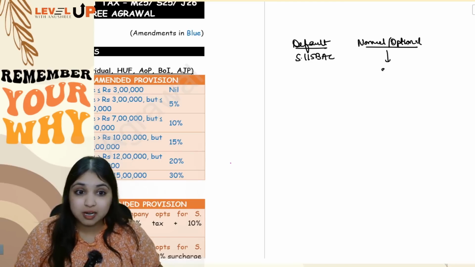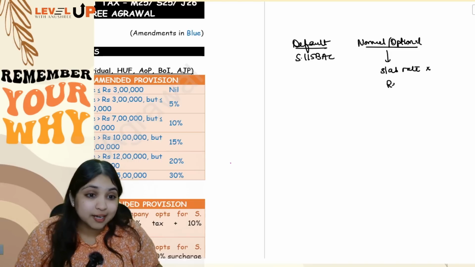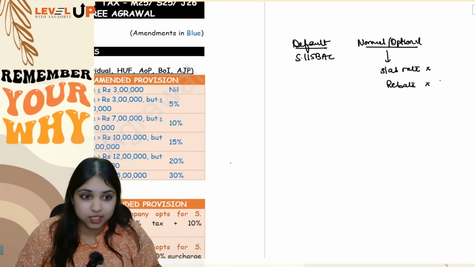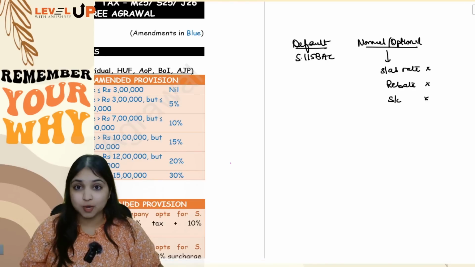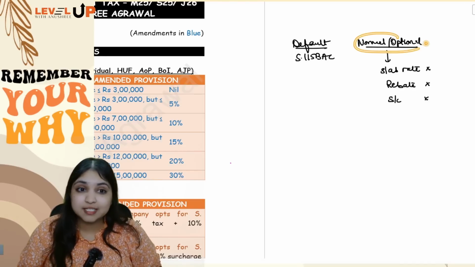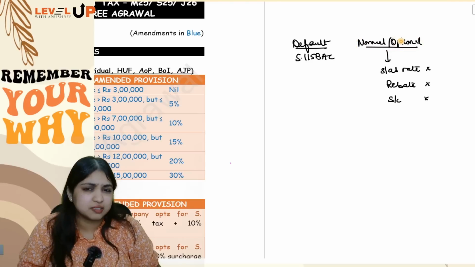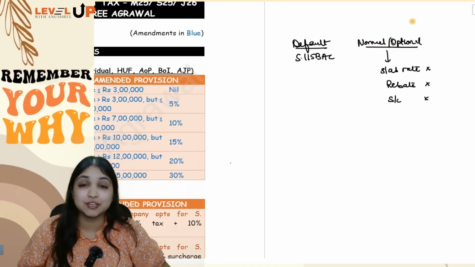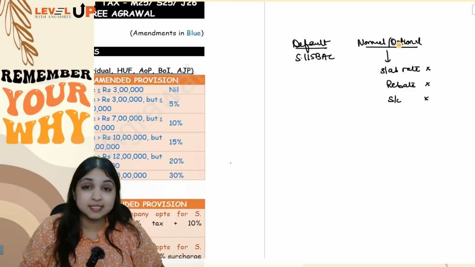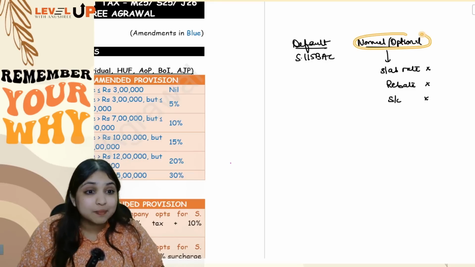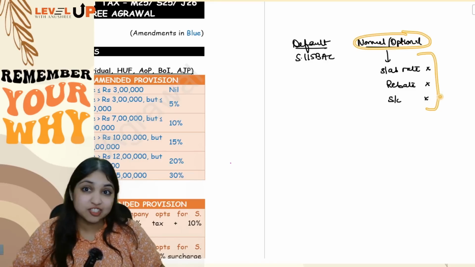Now in the normal regime, slab rates, there is no change. Normal regime rebate, there is no change. Normal regime surcharge, there is no change. In the tax computation, there is no change in the normal regime. Even now, the basic exemption limit is 2,50,000 generally. If the assessee is a senior citizen, then 3 lakh. If a super senior citizen, then 5 lakhs. So in the normal regime, there is absolutely no change in the tax rates.